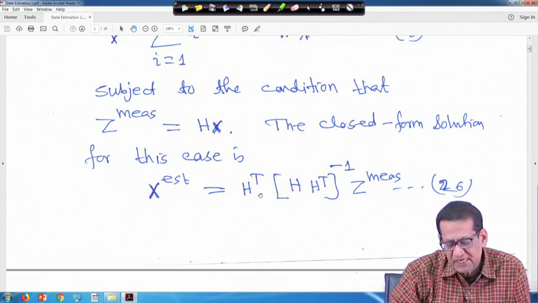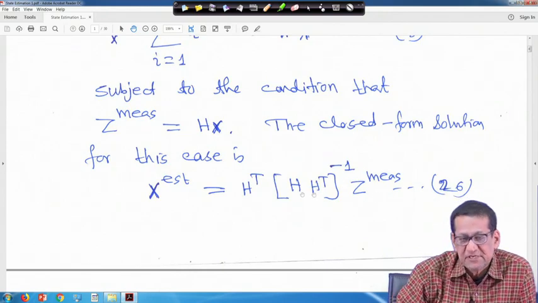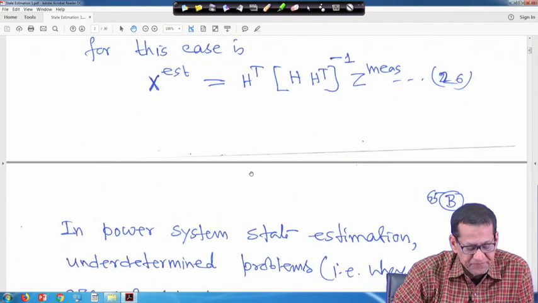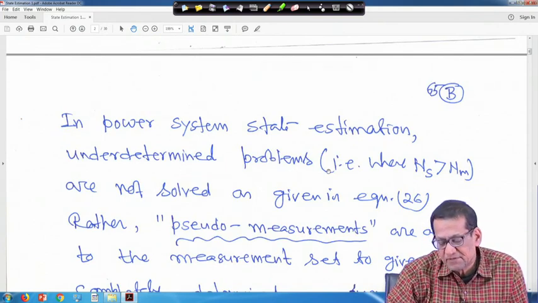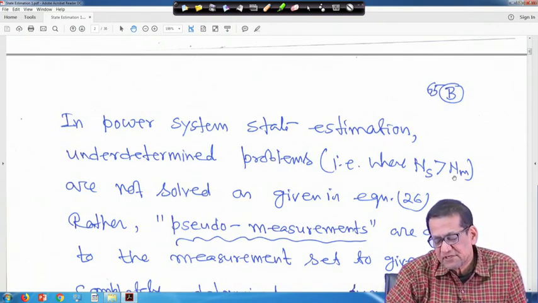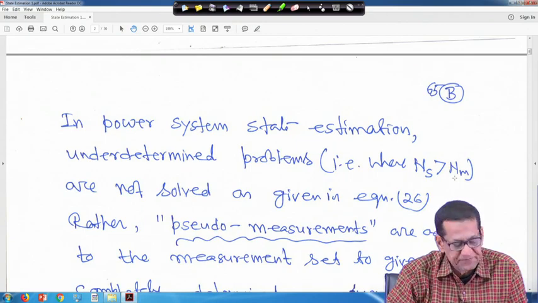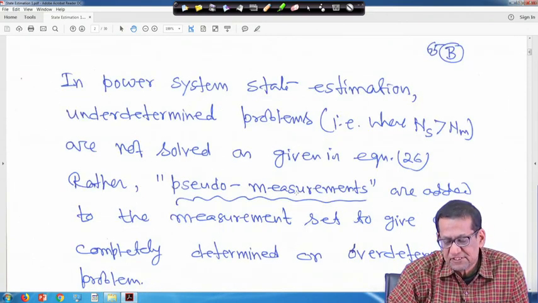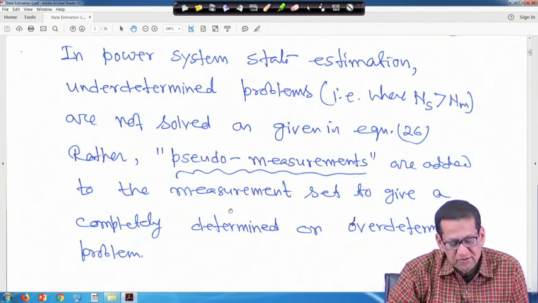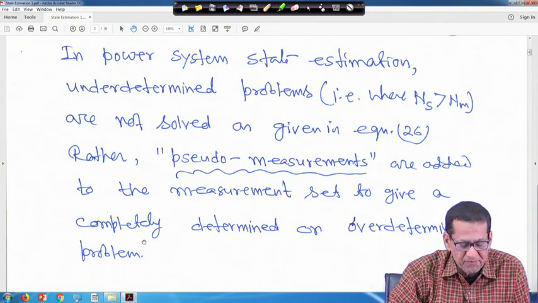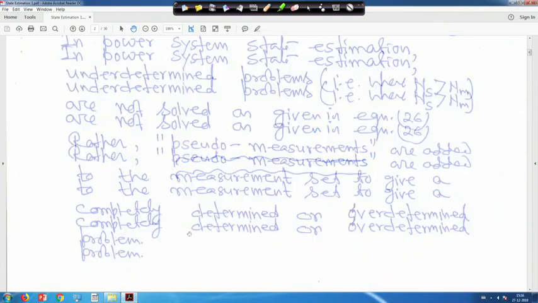So, easy to remember actually: H transpose, then H transpose inverse, into Z measure, right. And in power system state estimation, your underdetermined problem, that is when the number of state variables is greater than the number of measurements, is not solved as given in equation 26. So, we do not solve it like this. Rather, pseudo measurements are added to the measurement set to give a completely determined or overdetermined problem, right.